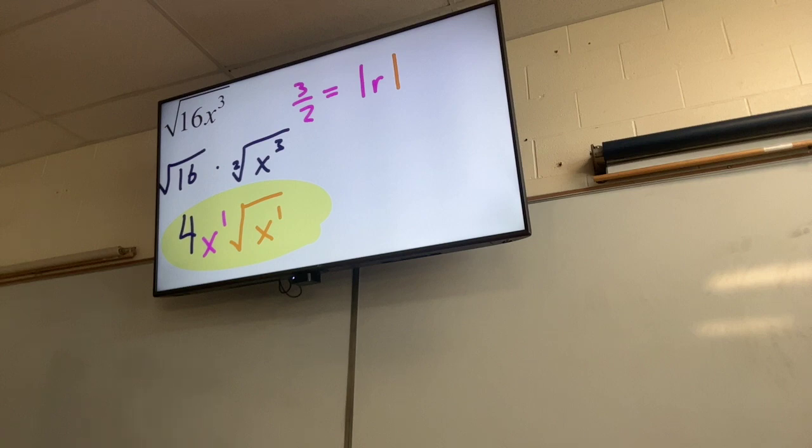And that's more simplified than the square root of 16 times x cubed, actually. Mathematicians do not like irrational numbers. Therefore, when they see a radical symbol, they try to pull as many numbers out of it as they can.